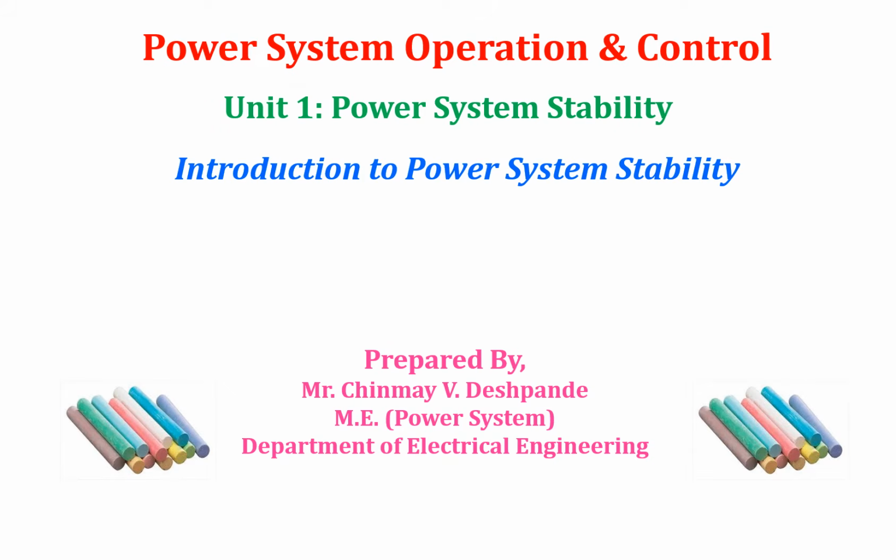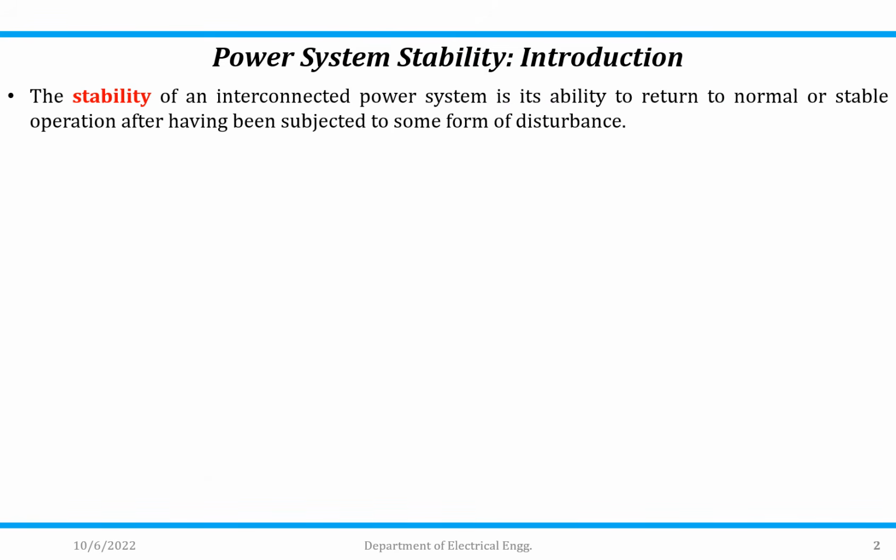In this video lecture, we are going to discuss a topic from power system stability. The name of the topic is Introduction to Power System Stability. Basically, the stability of an interconnected power system is its ability to return to normal or stable operation after having been subjected to some form of disturbances.